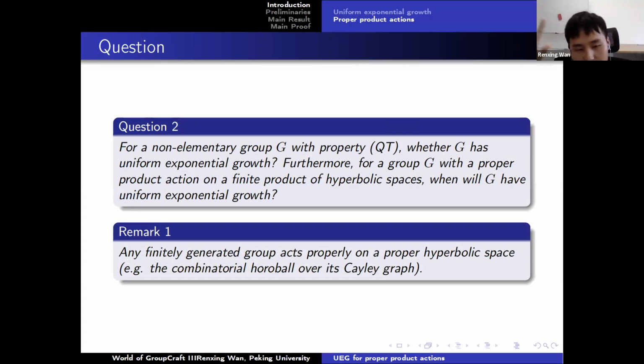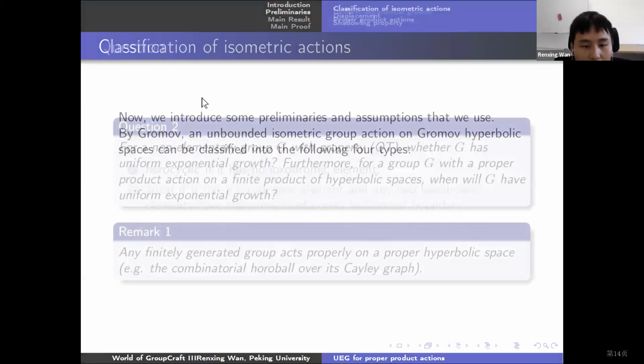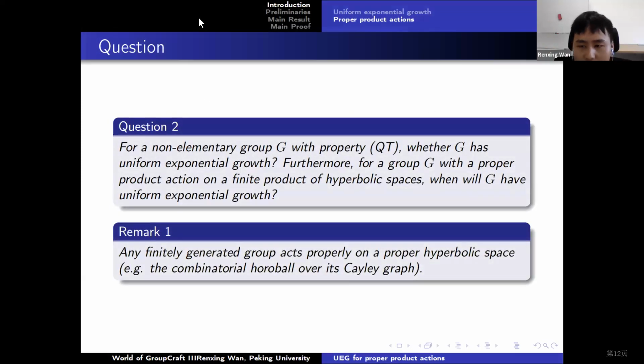So you need to exclude this situation, right? Otherwise, any finitely generated group will act properly on a hyperbolic space. That's not what we want. So you need to exclude this situation.